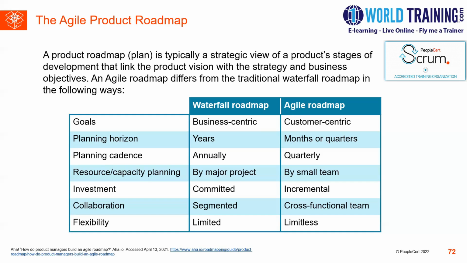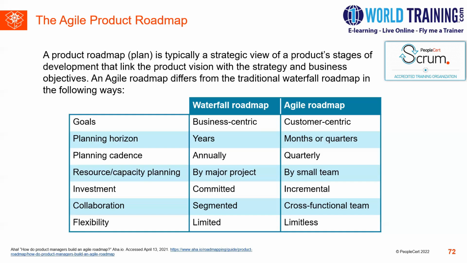The overall investment in the waterfall roadmap is committed upfront. So you will commit the resources, you will commit the capacity, everything upfront. But in the agile roadmap, it is all incremental, based on the kind of increments and sprints, where the additional investment is agreed upon. Hence it is incremental in nature, and in the waterfall model, it is all committed upfront.